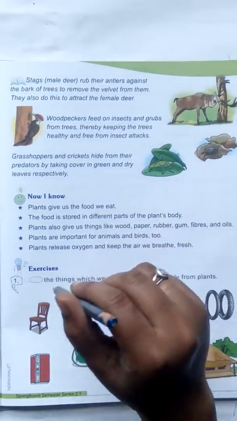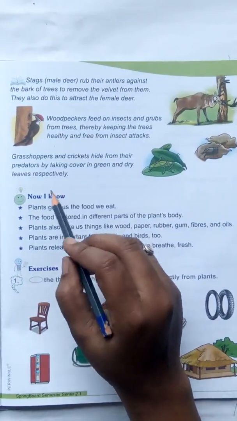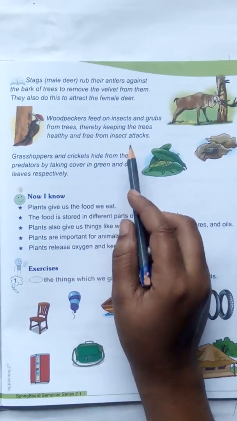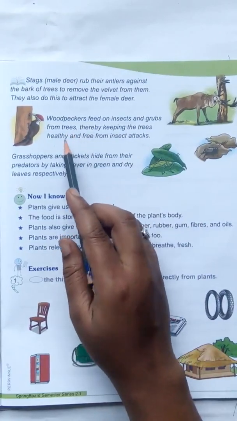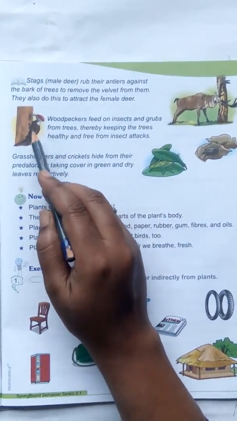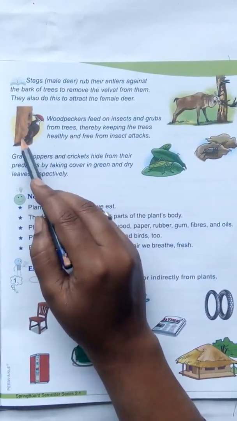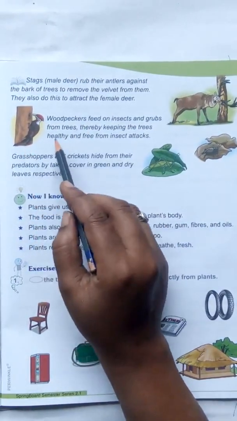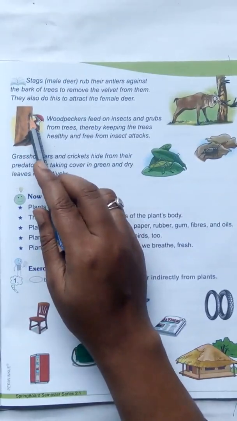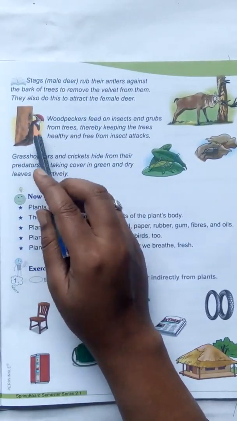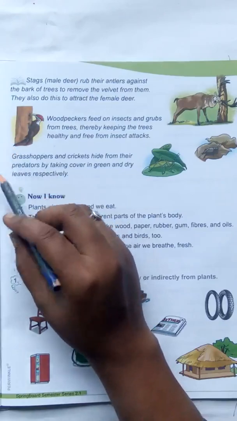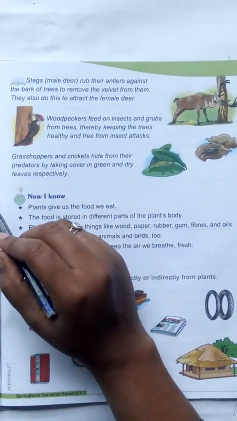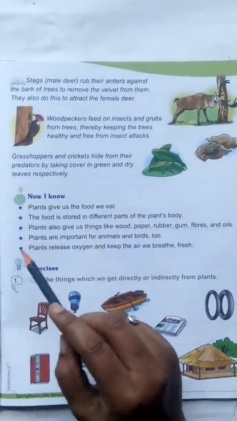Okay. Next, woodpeckers. Woodpeckers feed on insects on trees. This is a woodpecker bird. This is a tree. Woodpeckers feed on insects on trees, thereby keeping the trees healthy and free from insect attack.